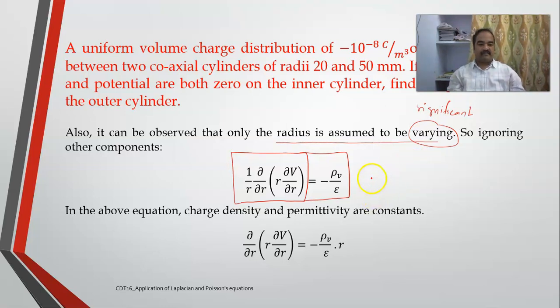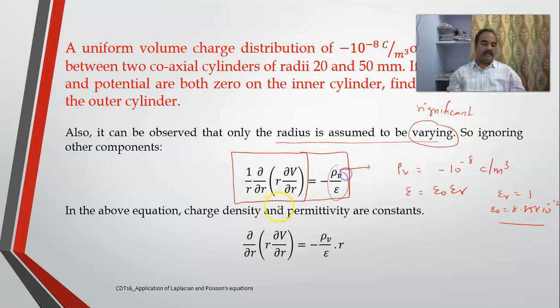In this, rho V is already given as minus 10 to the power of minus 8 coulomb per meter cube. Epsilon is also a constant, the absolute permittivity. Since no medium has been given, I'll take epsilon r as 1, and epsilon is 8.85 times 10 to the power of minus 12. So these values are known and are just constants. The variables are r and V, so we'll try to solve this equation.